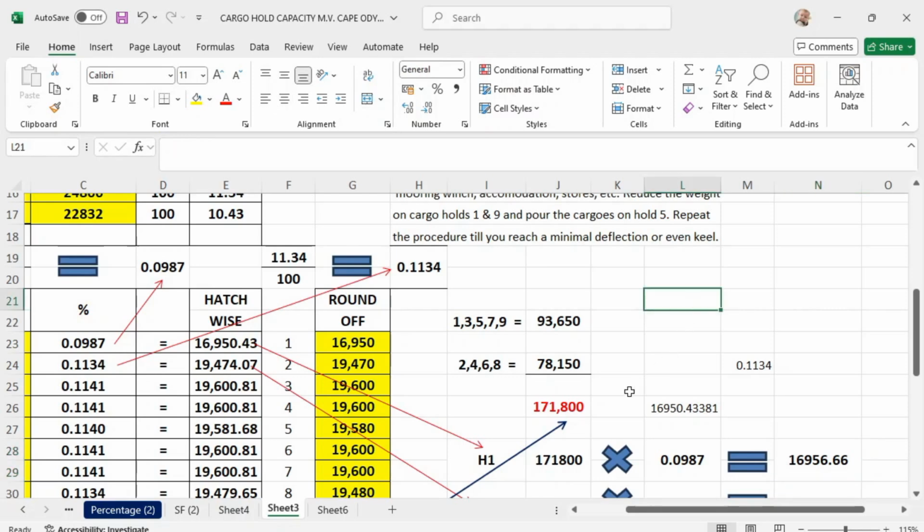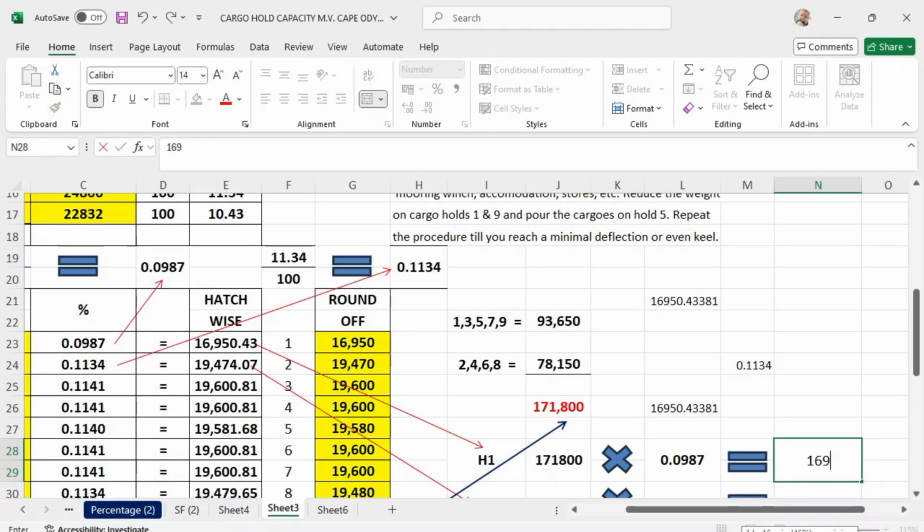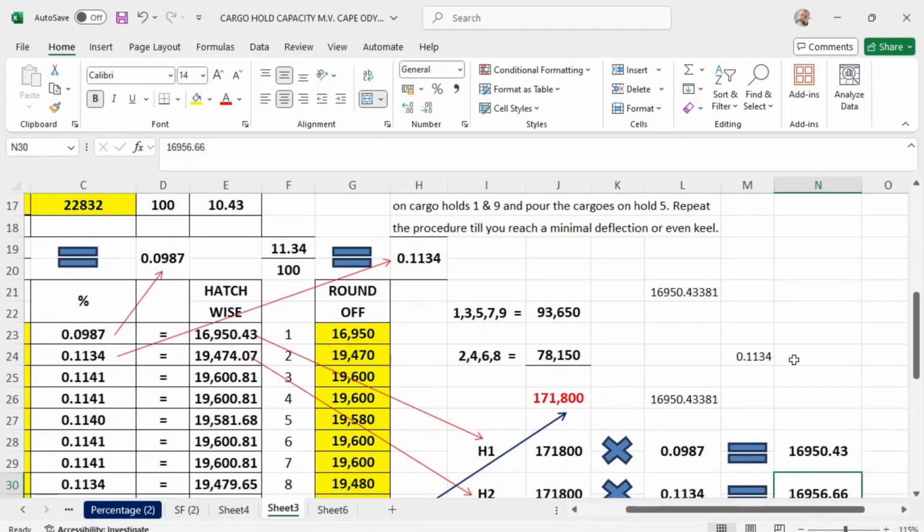Okay, let's say this is your total amount, equals total amount multiplied by your percentage here. That will be how much? 43. Okay, so this will be 169,950.43. Okay, take out this one.